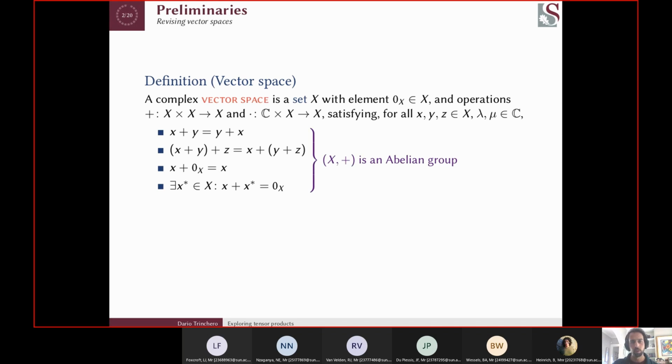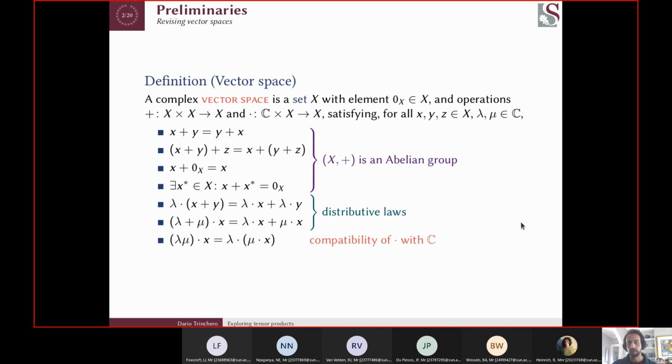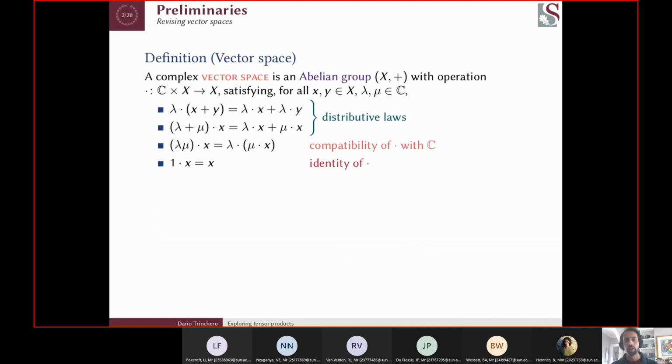So it's just a set equipped with two operations that we call addition and scalar multiplication that satisfy a bunch of axioms. These four together, we collectively say makes the set into an abelian group with respect to addition. These two are called the distributive laws, the blue ones. That red one is called compatibility of the scalar multiplication with the multiplication in the field, in this case, C. And this one is the identity of the scalar multiplication. So collapsing those abelian group ones, we get this slightly nicer definition, which is just that it's an abelian group together with one other operation called scalar multiplication.